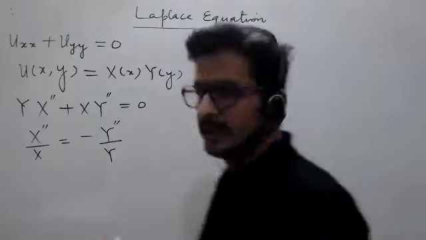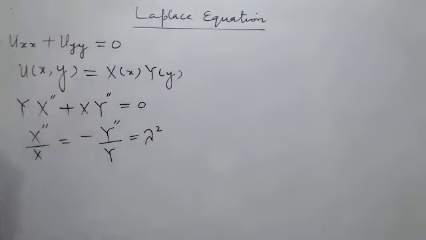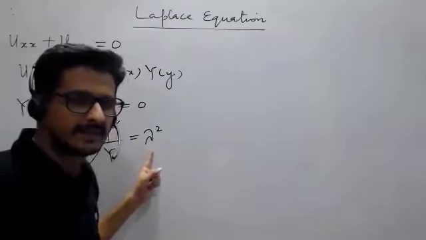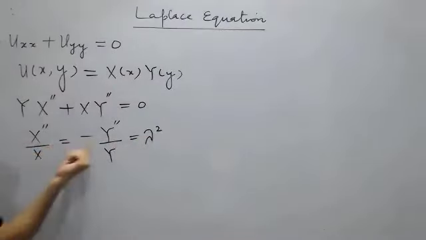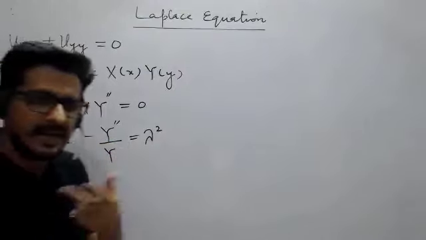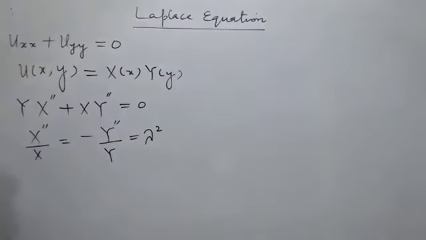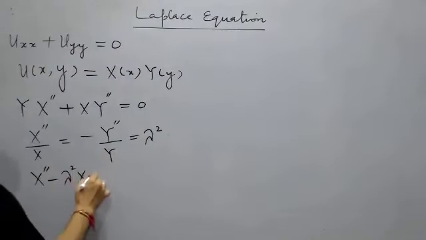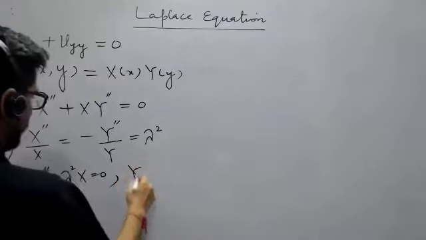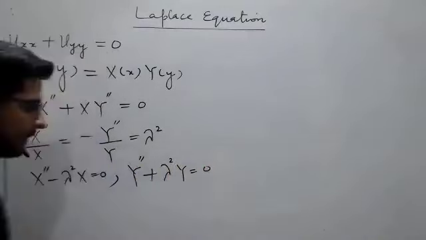So this I will write now is equal to some lambda square. Now there is no point in writing minus lambda square, because if I write minus, then this will become plus and this will become minus. So ultimately एक को तो minus होना ही पड़ेगा ना? So that's why there is no benefit of that. So I will write two different equations. X double dash minus lambda square X is equal to 0 and Y double dash plus lambda square Y is equal to 0.